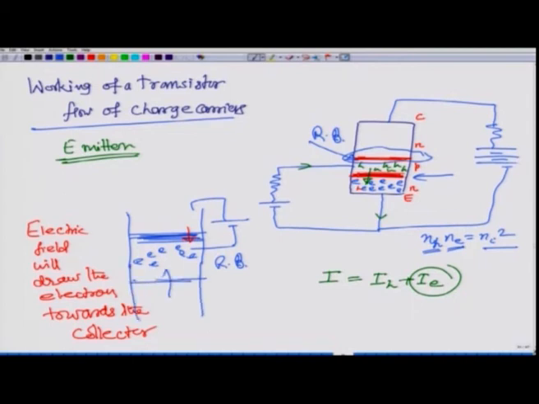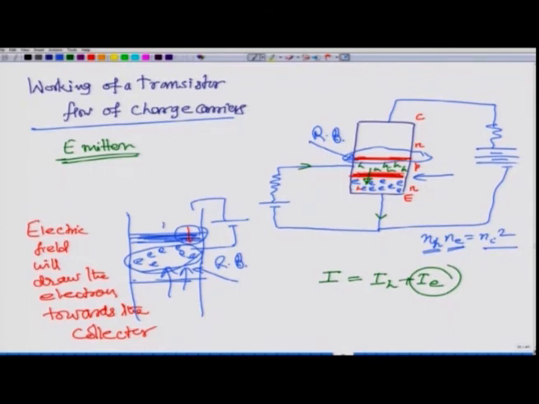So, from this side a lot of electrons have come. These electrons have come here, and then this is very thin, so it immediately sees that depletion layer. These electrons go to the depletion layer. In the depletion layer you have an electric field, and that electric field will immediately draw them to this collector side.